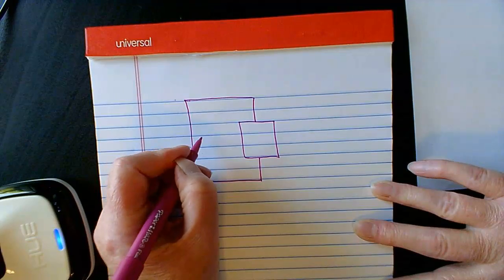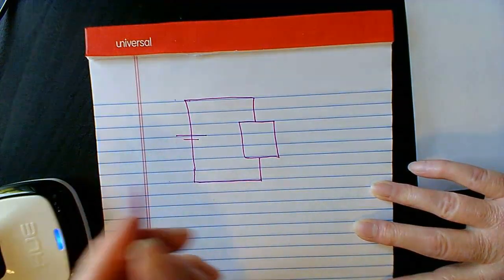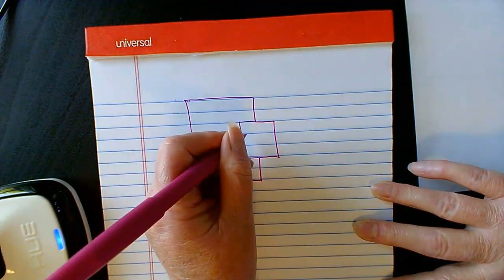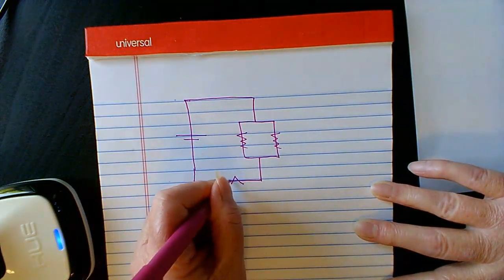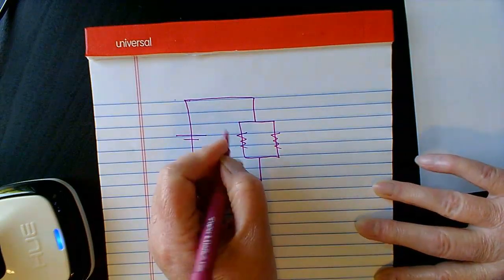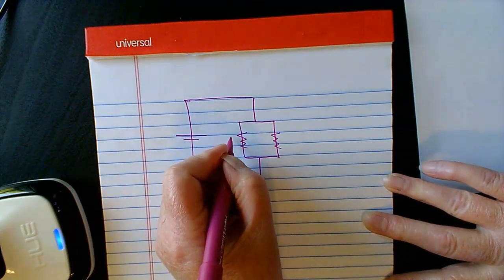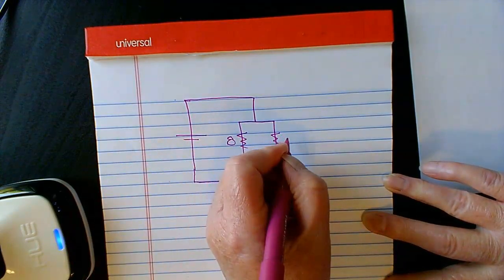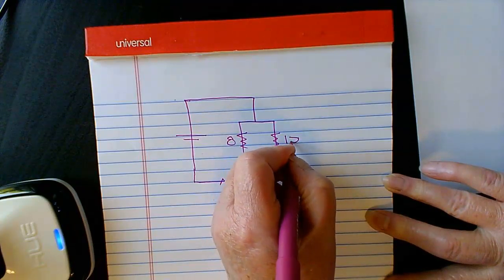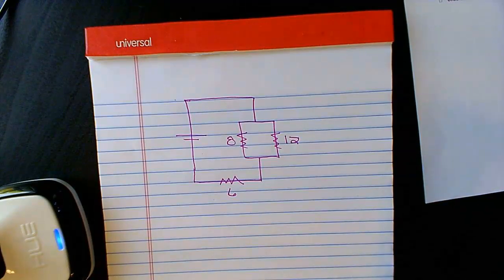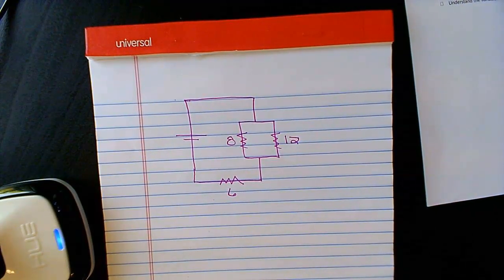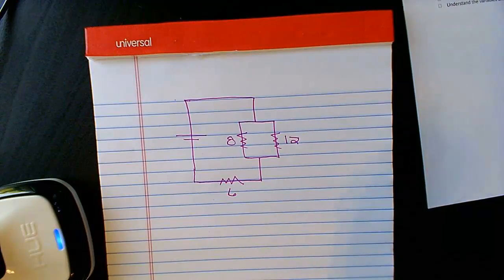All right, let's put our battery here. Let's put a resistor here, and then let's put a resistor here. And I'm just going to make up numbers. Let's go 8. Let's go 12. And let's go 6. Okay, so explain how current varies in a circuit.